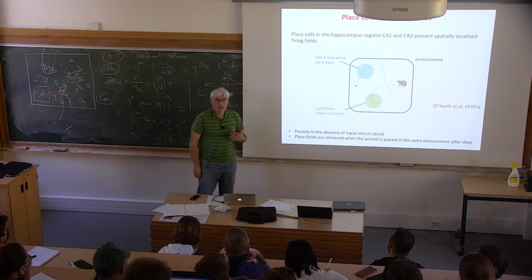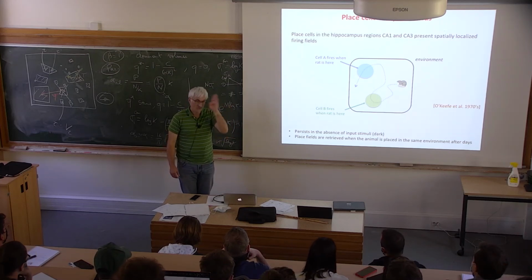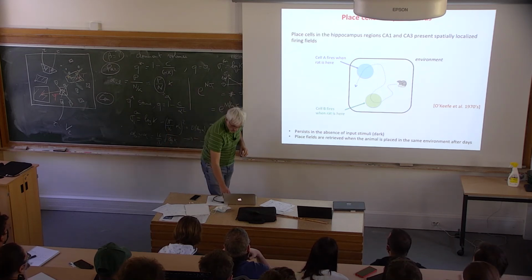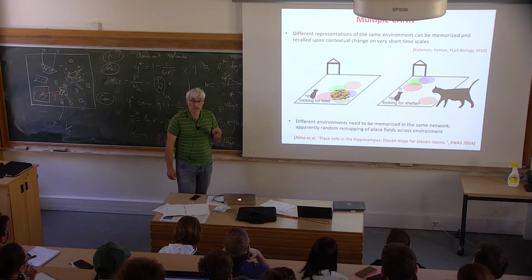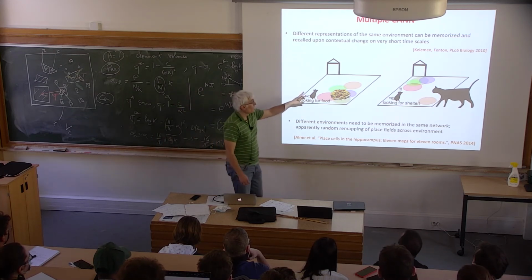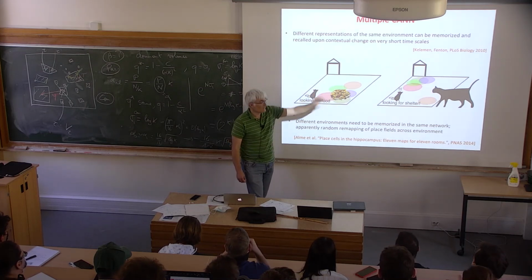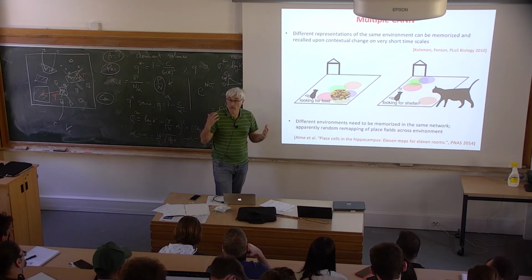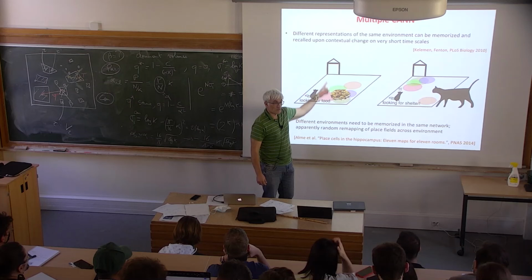Okay, so now the interesting question is, how can we store multiple environments in the same network? We have a single hippocampus in each hemisphere, but we know many, many environments, right? We also know several representations of the same environment which depend on the context. There have been experiments showing that an animal, depending on the situation, a nice situation with food or a bad situation with predators, for instance, in the same environment, will have completely different representations because the spots which are important in the two situations are completely different.